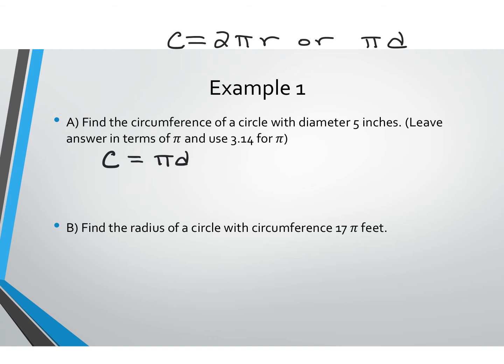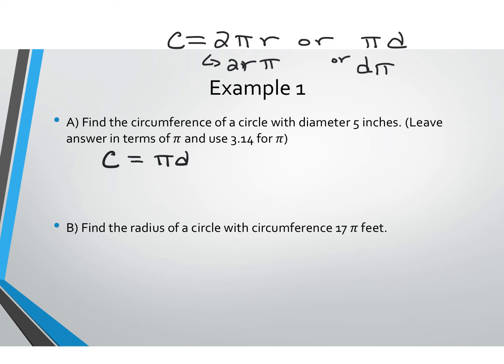Remember, multiplication is commutative. So if you want to memorize it as d pi, this is the same thing. Same thing here with this one. If you'd rather multiply the radius by 2 first and then pi, again, remember the order you multiply numbers doesn't matter. It still gives you the same answer.